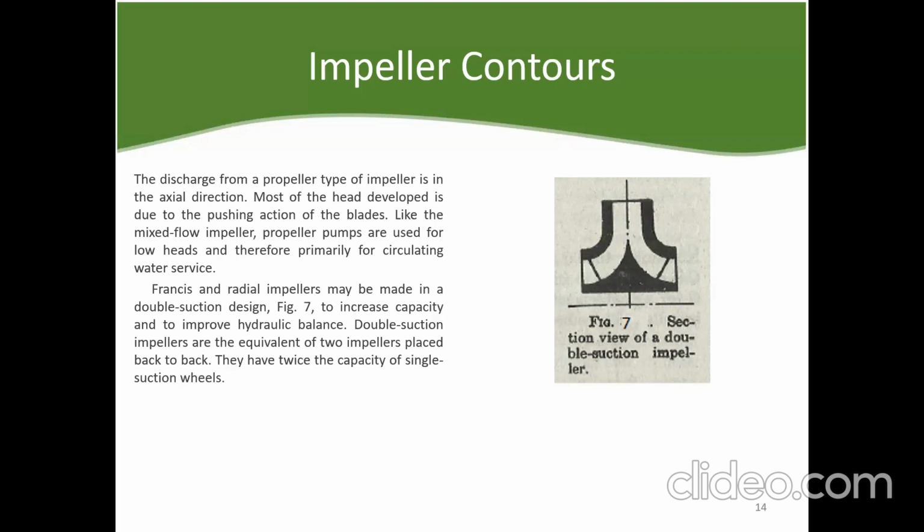So Francis and larger impellers may be made in double suction design, as in figure 7, to increase capacity and to improve hydraulic balance. Double suction impellers are the equivalent of two impellers placed back to back. They have twice the capacity of a single suction wheel.